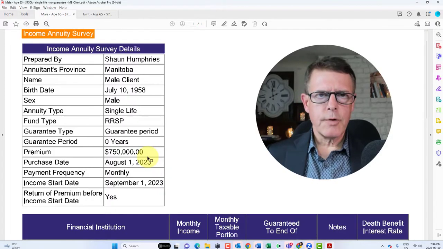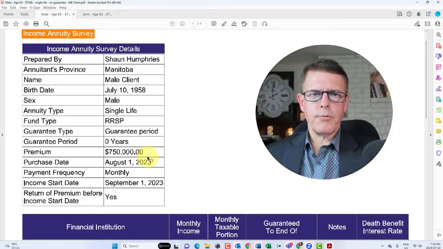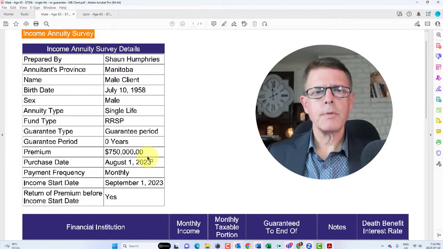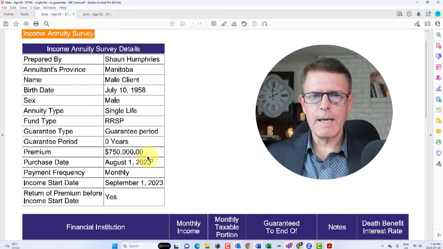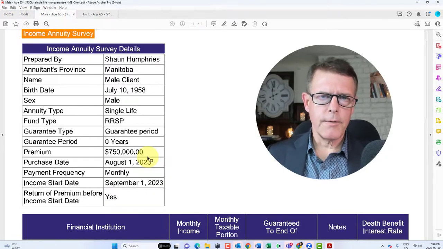Now, once you transfer the capital, you lose all control of that capital. So what you're doing is you're saying, I'm going to forfeit the control of the capital for a monthly income that will be paid to me for as long as I live. So if I live to 90, 95, 100, 110, Sun Life will be on the hook to pay out that monthly income for as long as you live.